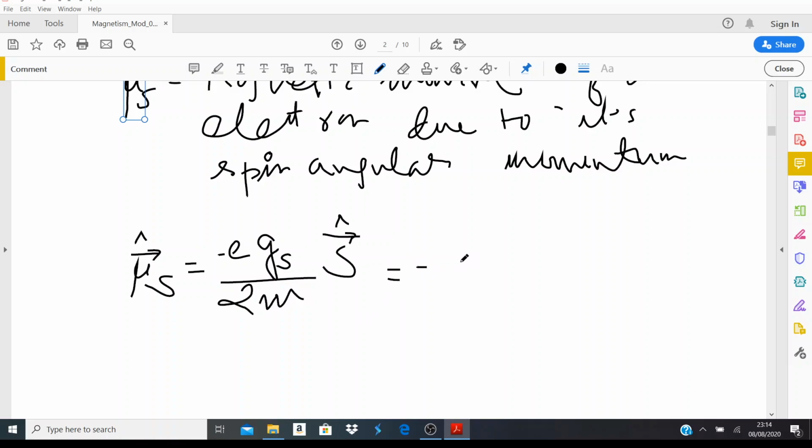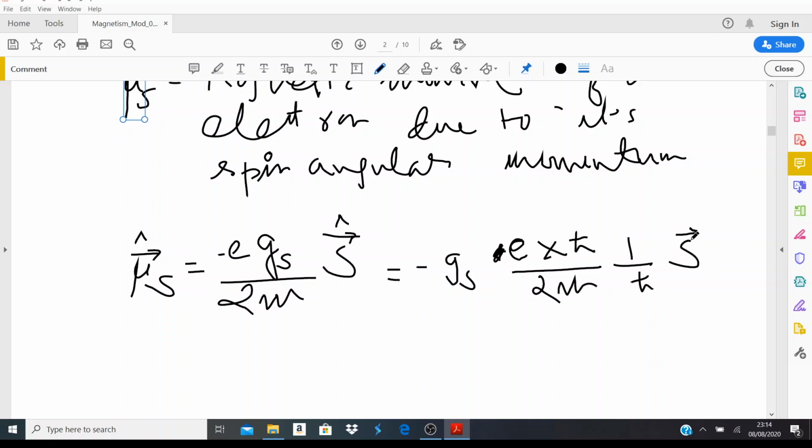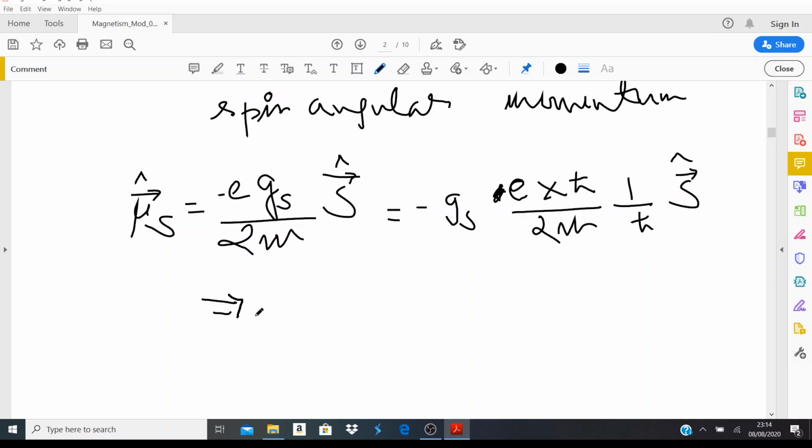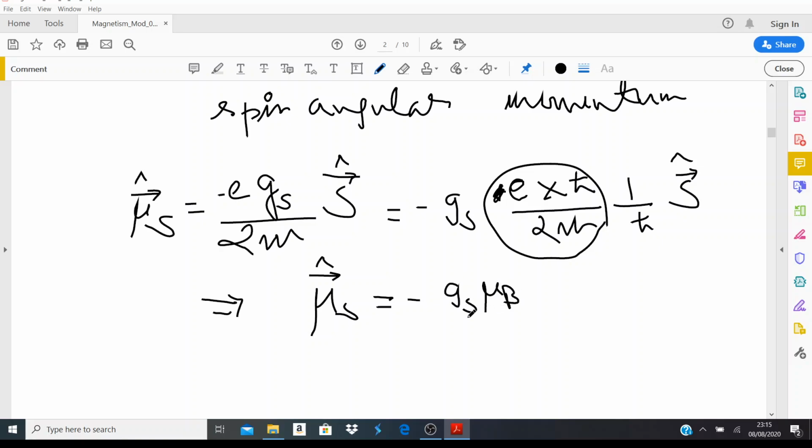Similarly, in this relation, we can introduce a factor of h bar. Sorry, there should not be any minus sign. So e times h bar divided by twice m, and 1 by h bar, a spin operator, right? So from this you can see, and that's your Bohr magneton of a single electron. So the magnetic moment due to spin angular momentum is related by G s mu B divided by h bar times the spin operator, right?